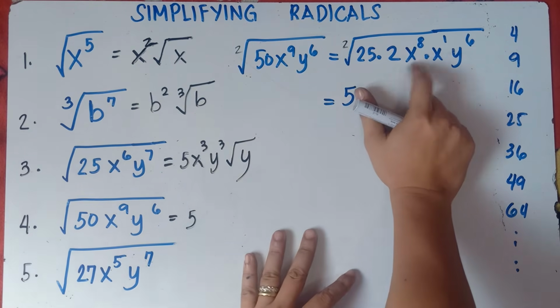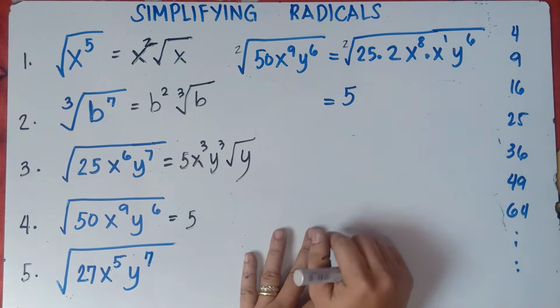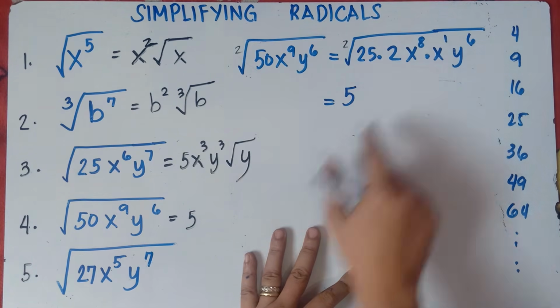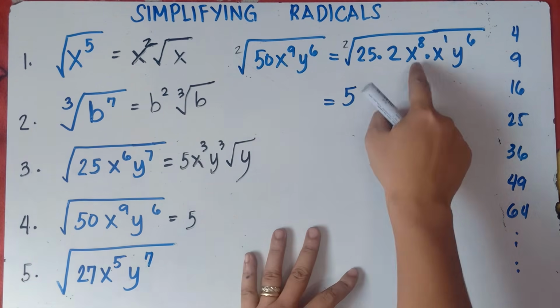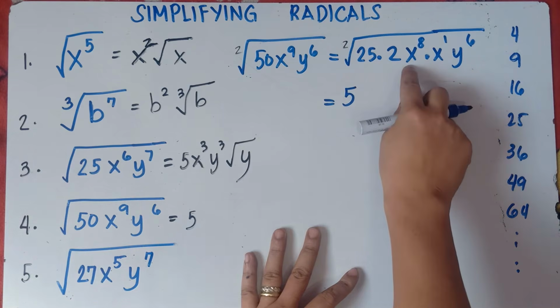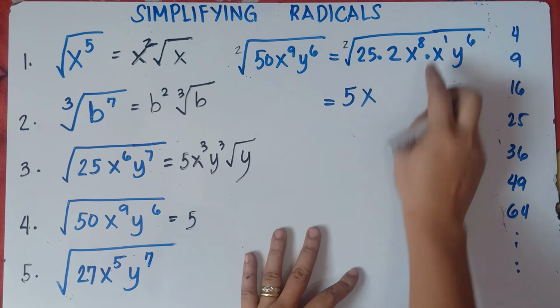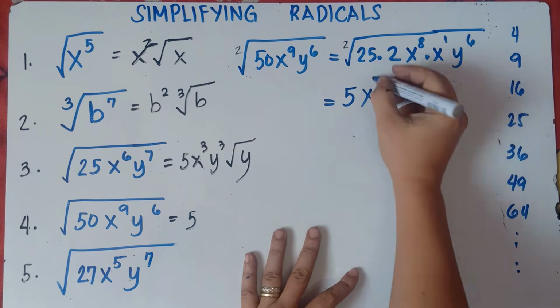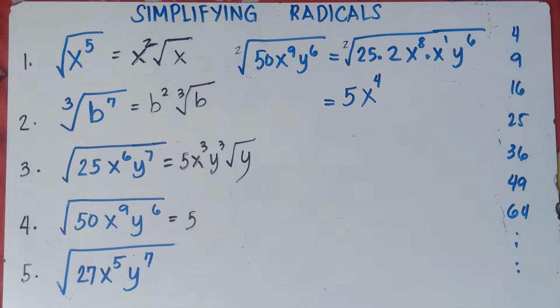How about this one? x raised to the power of 8. Can we divide 8 by 2? Yup, we can divide 8 by 2. So 8 divided by 2, that is 4. So you put it outside the radical symbol. Put this x outside the radical symbol. And then 8 divided by 2, that is 4. So that would be x raised to the power of 4.